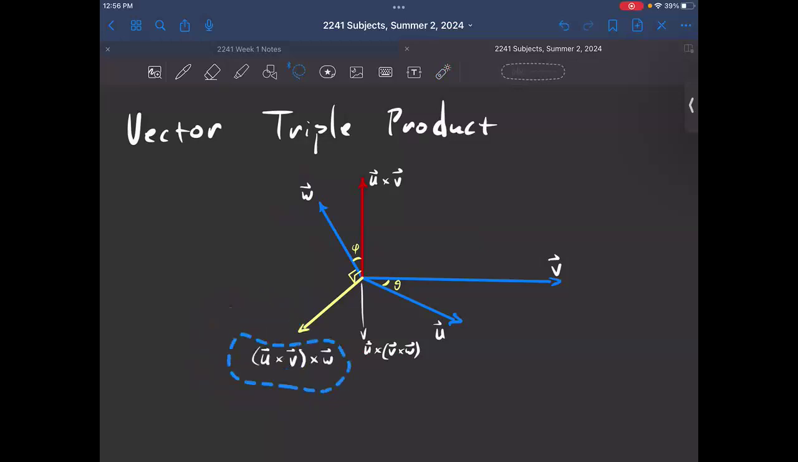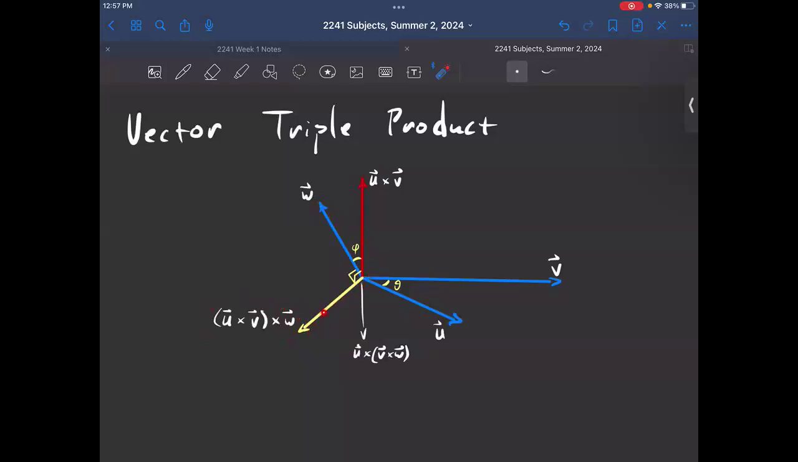So u cross v, then cross w is the yellow one. And then u cross v cross w, the other grouping, is the white one right there. All right, so here's u and v. We cross them and we get u cross v in red right here. And then we take this vector and we cross it with w. What do we get? Well, we get a vector that should be perpendicular to both of these, and that's what this yellow one is. Perpendicular, pointing in that direction, and that is our vector triple product.